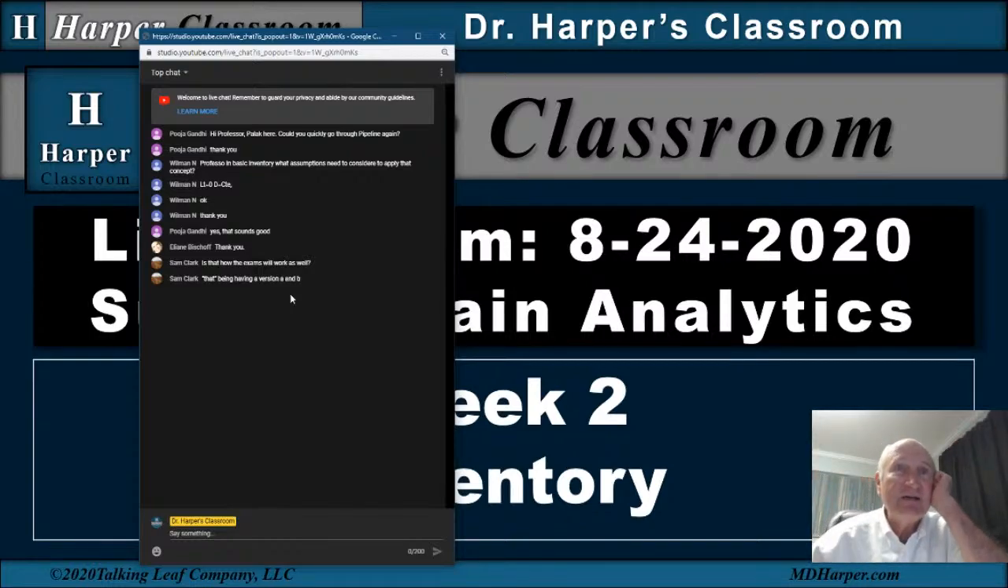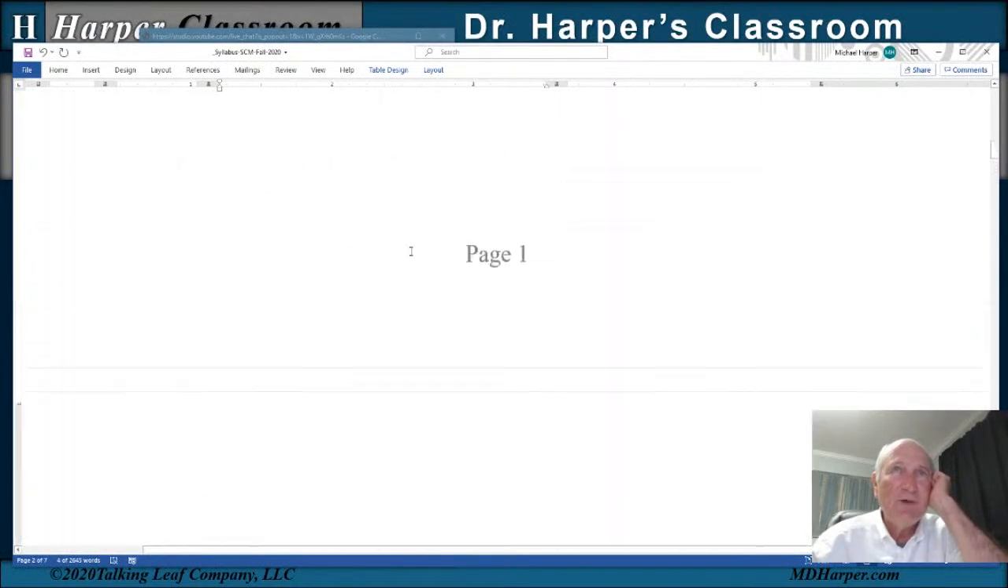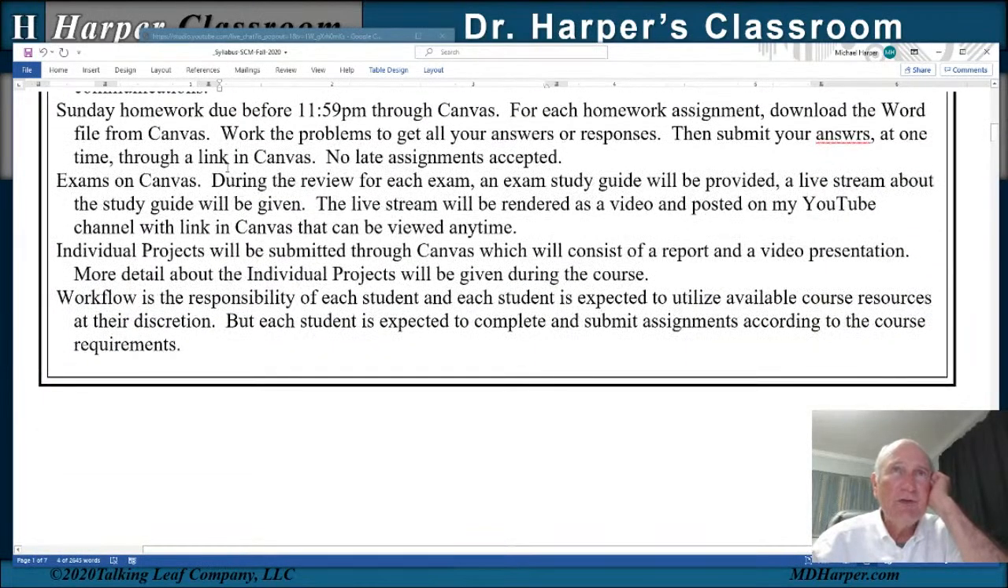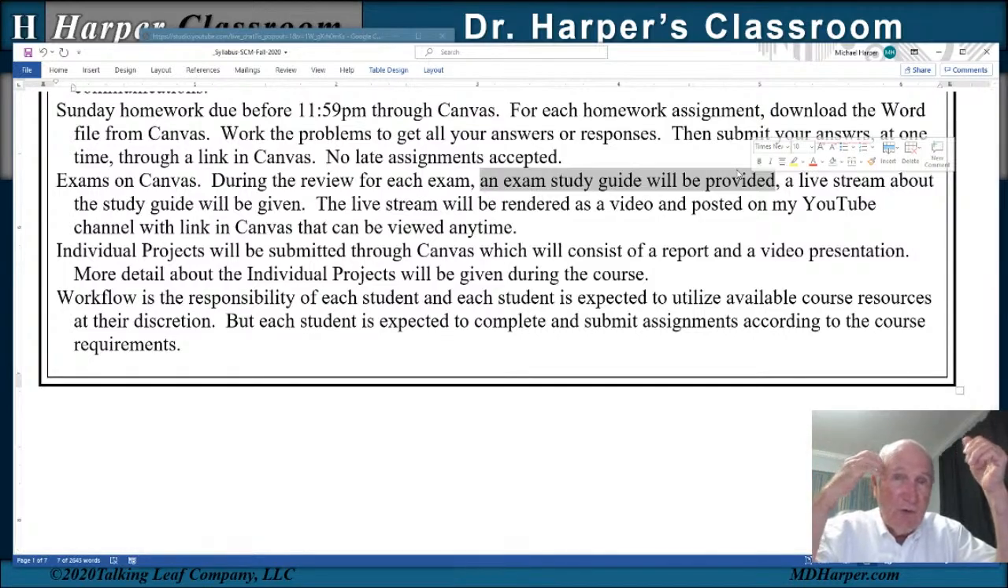And by the way, by the time we get to this, if you remember in the explanation up here, during the review for each exam, an exam study guide will be provided. In that exam study guide, I'll tell you exactly the kind of questions that will be on there so you'll know how to prepare for it. I don't want the exam to be a surprise.